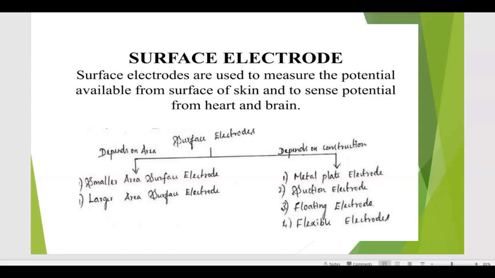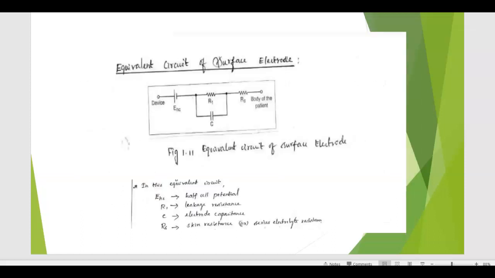Surface electrodes we can categorize into two, depending on the area and depending on the construction. Depending on area means smaller area surface electrodes and larger area surface electrodes. Depending on construction means metal plate electrode, suction electrode, floating electrode, and flexible electrode. This is the equivalent circuit of the surface electrode.